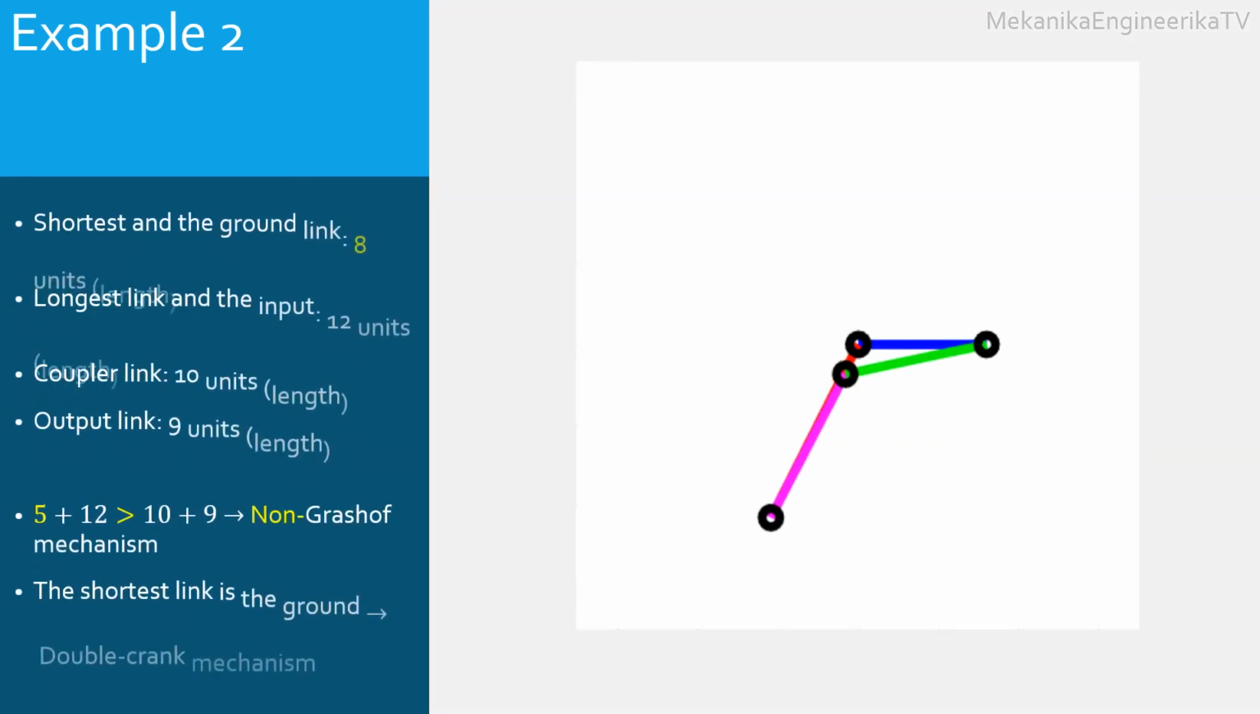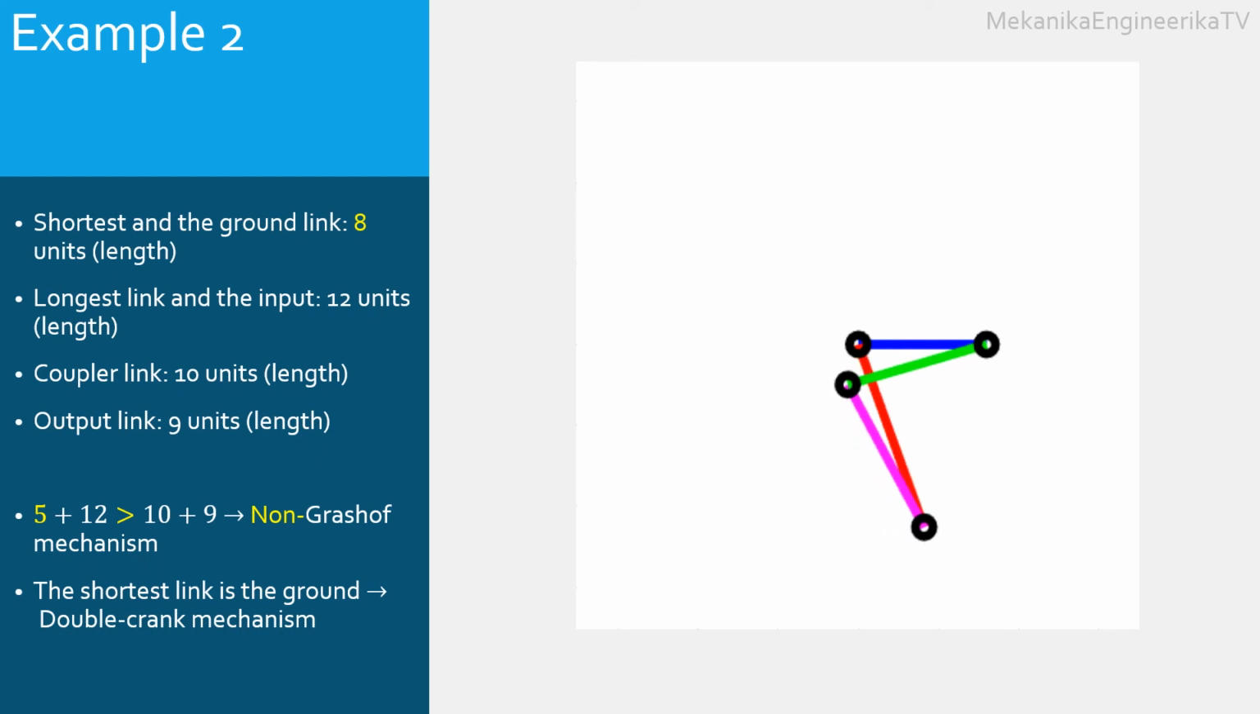This is now a visualization of the non-Grashof double rocker mechanism, where the input bar, the red bar, is a rocker. It has an oscillatory back and forth behavior. The output, the green bar, is also a rocker. It can only go back and forth, and cannot complete a full revolution. Here also, the coupler, the magenta bar, cannot complete a full revolution, as it is a non-Grashof mechanism.